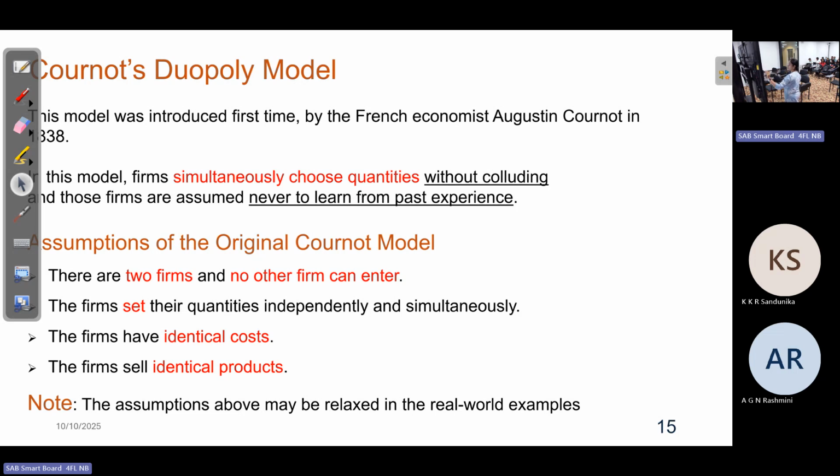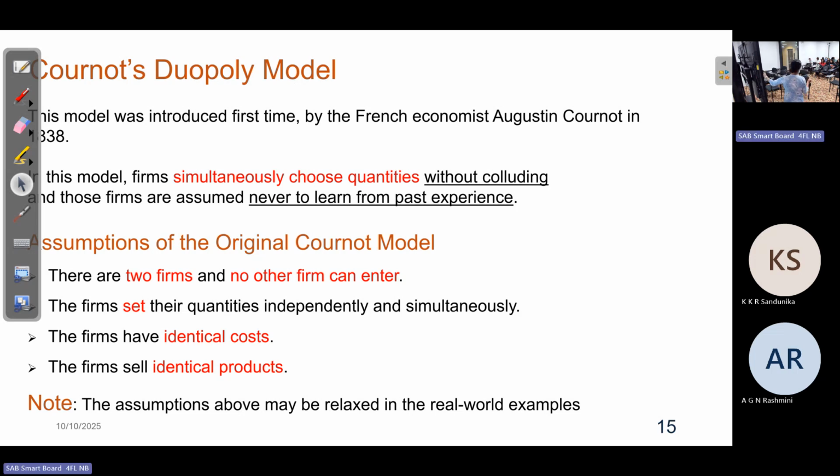So the main assumptions of the original Cournot model are that there are two firms and no other firms can enter. So this is a duopoly. We assume gas providers, only Lanka and Litro. The firms set their quantities independently and simultaneously. So it means Lanka and Litro will decide the quantities simultaneously. They both decide at once how many cylinders to put on the market.